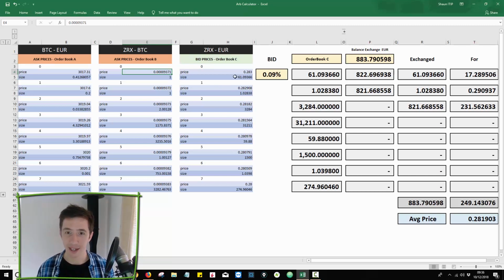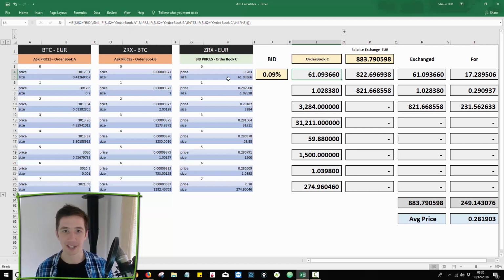So hopefully you thought about that. Now the reason is because we own ZRX and the size is being quoted in ZRX. Over here we own euros, but the size was being quoted in Bitcoin. And it was the same over here. We own Bitcoin, but the size was being quoted in ZRX. But here we own ZRX, and the size is being quoted in ZRX. So we're going to look at the total available amount as 61 ZRX. So again, this formula is clever.